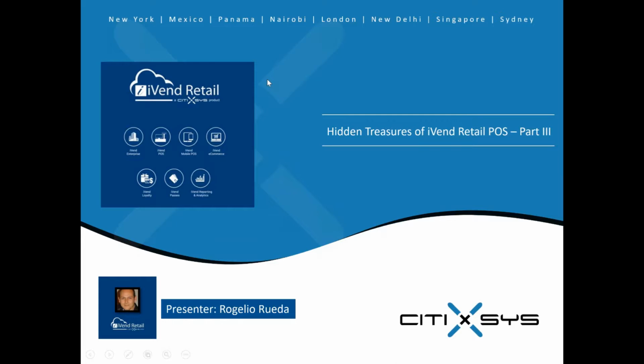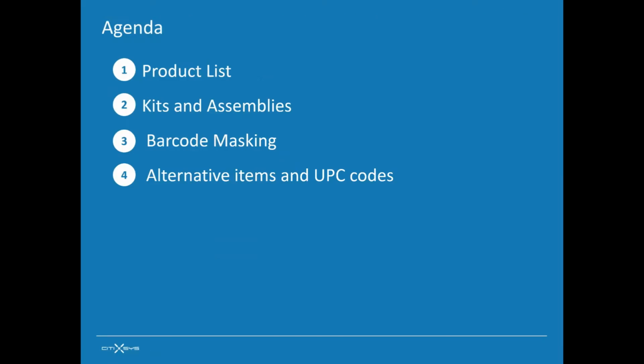Today we're going to be covering basically 4 different topics. One is the product list. This is a rather recent feature added to iVend Retail in the 6.4 series. We're going to talk about kits and assemblies. You're going to be able to see the differences between a kit and an assembly and when to use each one of them.